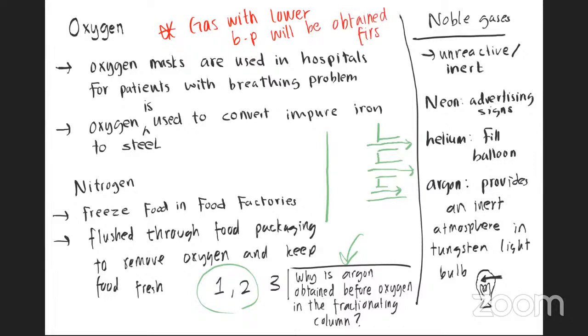Okay, so if you look at all the different gases in the fractionating column, nitrogen has the lowest boiling point. So when you heat liquid air, it will be nitrogen that vaporizes first, and we will be able to collect nitrogen first, followed by argon, followed by oxygen. Okay, so it goes in the order of lowest boiling point to highest boiling point.